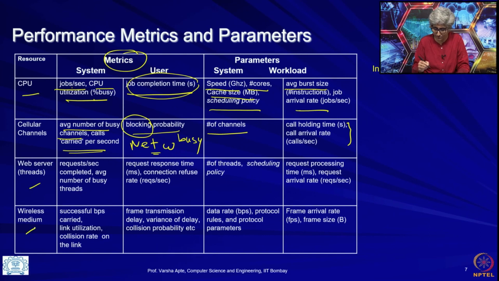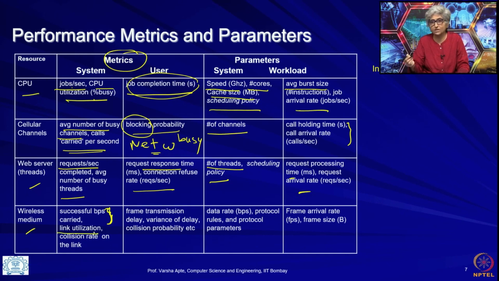For web server threads and the wireless medium, it is all very similar. You will be interested in requests completed per second, average busy time, request response time, and connection refuse rate. These are the metrics. Parameters will be the number of threads, scheduling policy, arrival rate, and how much time each request takes. Similarly, for the wireless medium, the bandwidth, as we say, is the metric in terms of performance: how many bits per second is this Wi-Fi channel actually successfully carrying. That is a very important metric from the system owner's point of view.